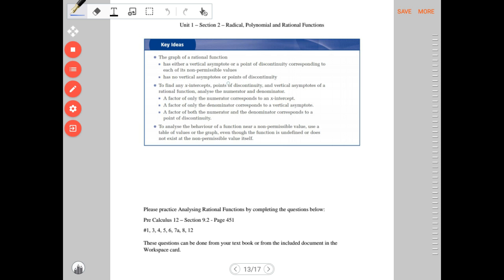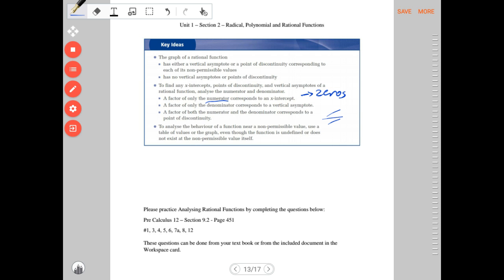To find any x-intercepts, points of discontinuity, or vertical asymptotes, we analyze the numerator and denominator. A factor of only the numerator corresponds to an x-intercept. We talked about this a while ago. These are the zeros. The zeros of a function come just from the numerator. A factor of only the denominator corresponds to a vertical asymptote. And then a factor of both the top and the bottom corresponds to a point of discontinuity. That's when the top and bottom factors cancel off. Okay, so we get a POD.